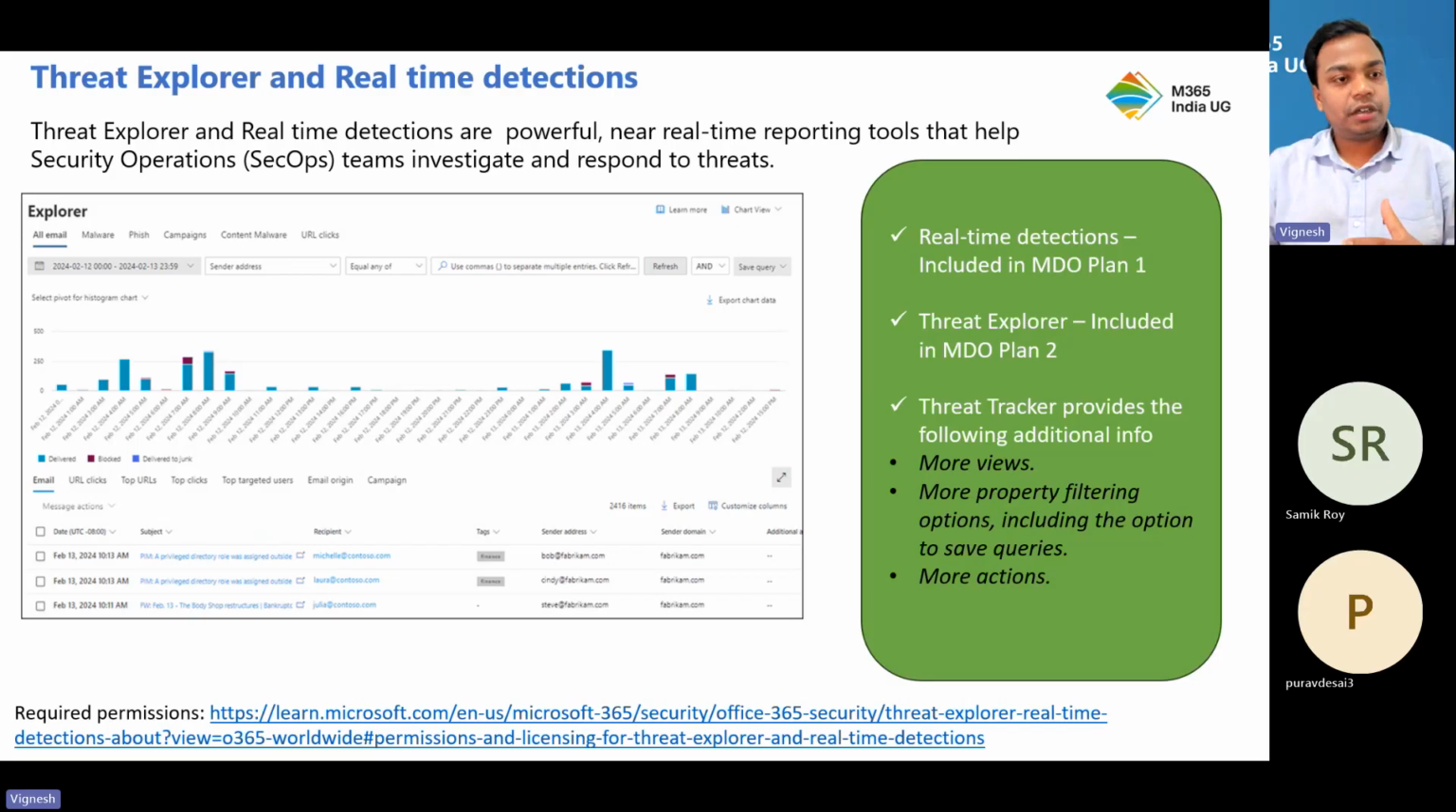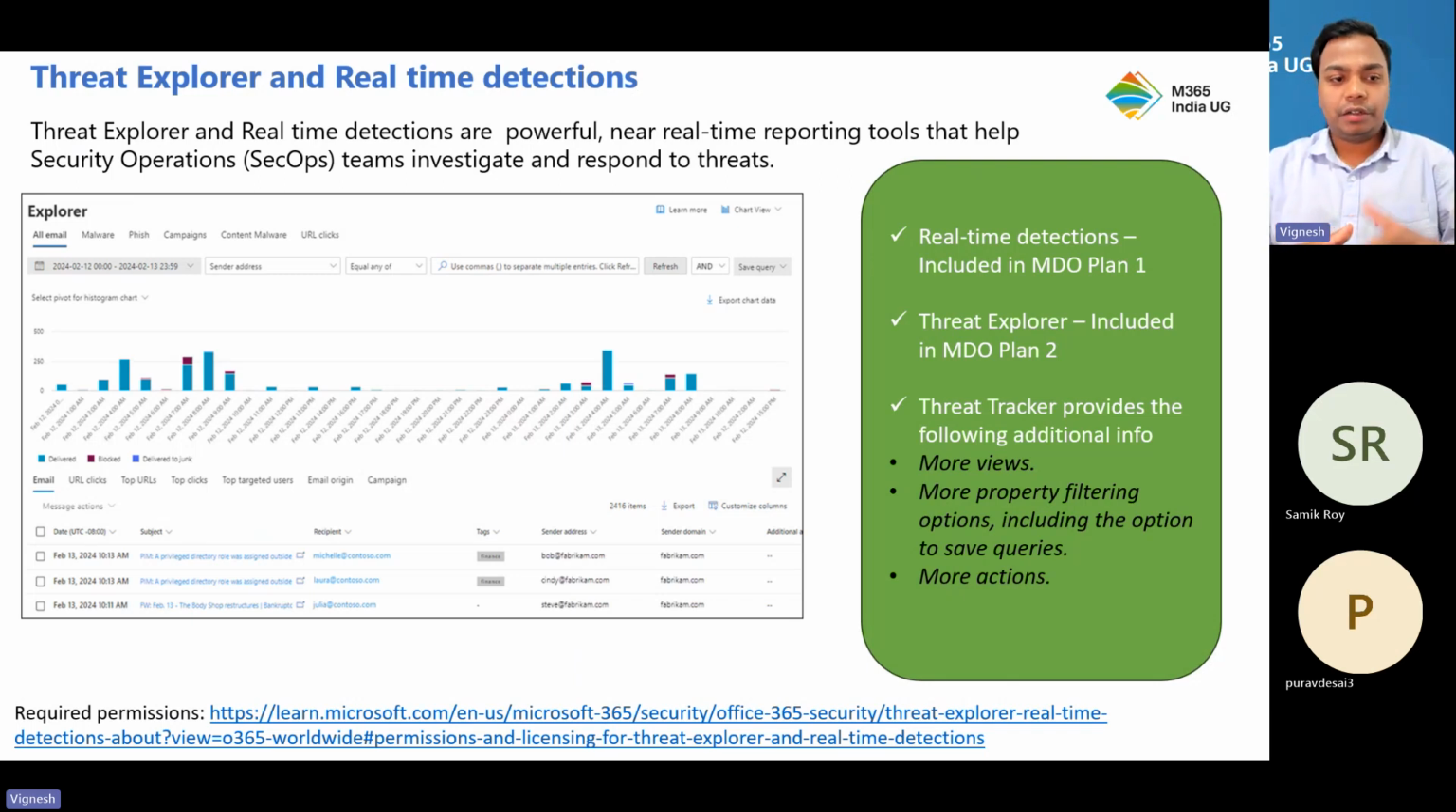Now, there are two pieces here. You have Threat Explorer and real-time detections. The core difference here is that Threat Explorer is something that you would get with Plan 2, and real-time detections is something that you would get in your Office 365 Plan 1. Pretty much both of them offer the same kind of capabilities, but of course in Threat Explorer, you get some more features, which are not present in real-time detections.